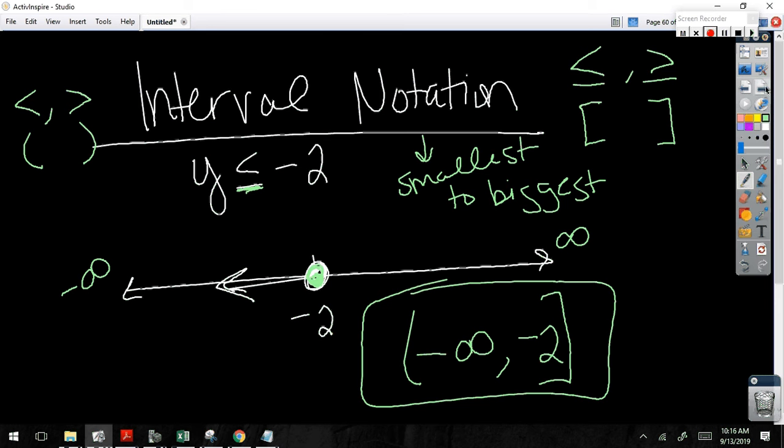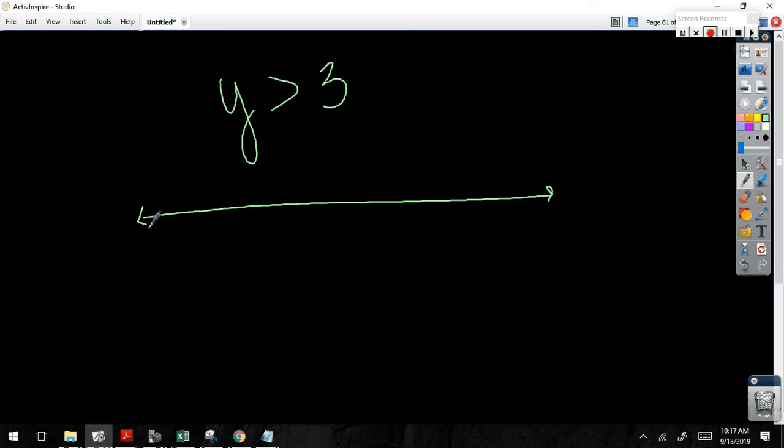Let's try another one. What was the other part of the range? Y is, let's just say it's greater than 3 instead of greater than or equal to 3. How might I write that in interval notation? That's exactly right. Open dot. The smallest it can be is 3. It's a parenthesis because it does not include it, up to positive infinity, and again a parenthesis.